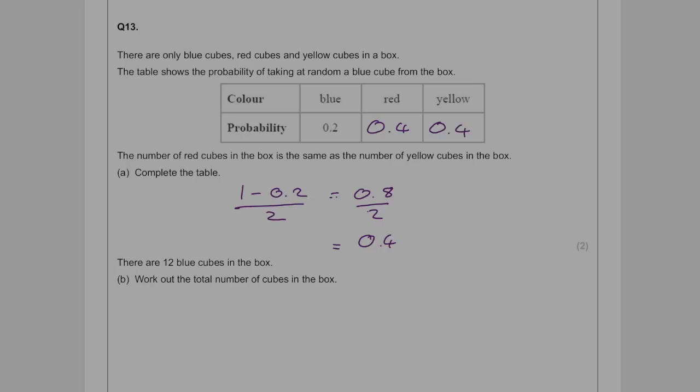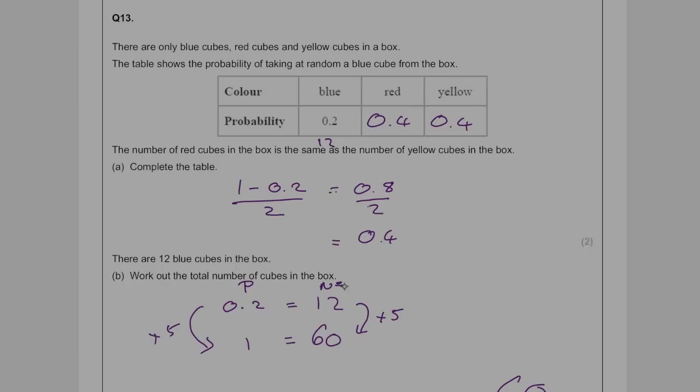Okay, there are 12 blue cubes in the box. Work out the total number of cubes in the box. Well, if 0.2 is equal to 12, then 1 is going to be equal to times by 5, times by 5. So 60. That's probability and number, because obviously 0.2 doesn't equal 12. 0.2, the probability, equals 12 as the number.